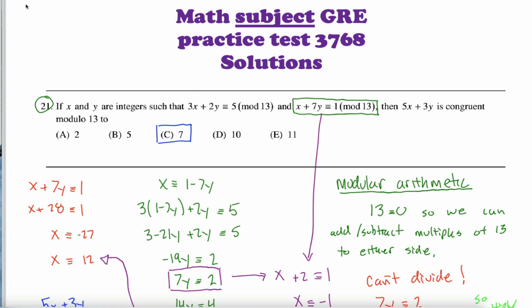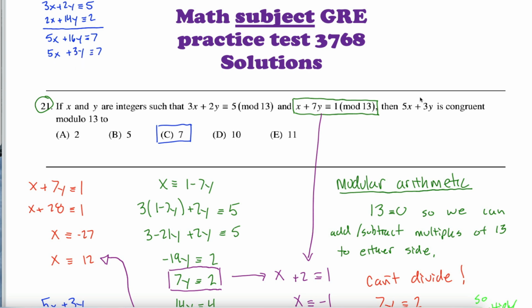1 copy of this congruence is just 3x plus 2y is congruent to 5, and 2 copies of this congruence, in other words, scaling both sides of this congruence by a factor of 2, would give us what? 2x plus 14y is congruent to 2. And then if I sum these two congruences, 3x plus 2x gives me 5x, 2y plus 14y gives me 16y, and 5 plus 2 gives me 7. But 16y mod 13 is congruent to 3y. So I get that 5x plus 3y is congruent to 7 mod 13.